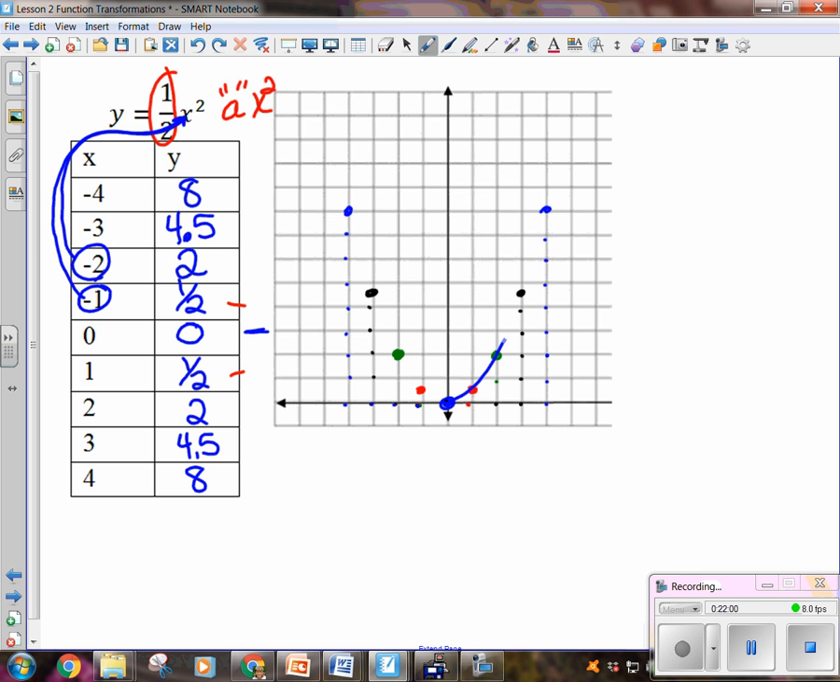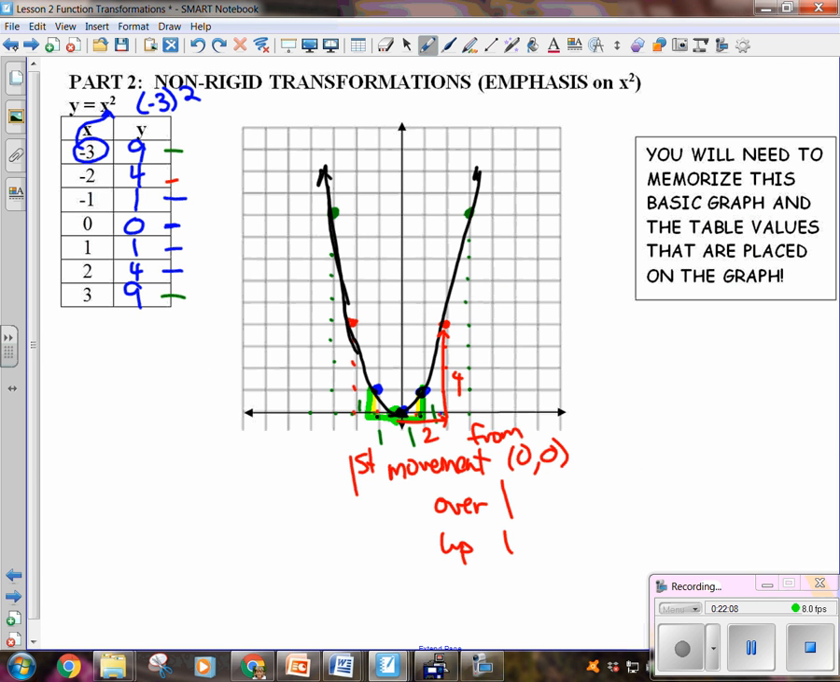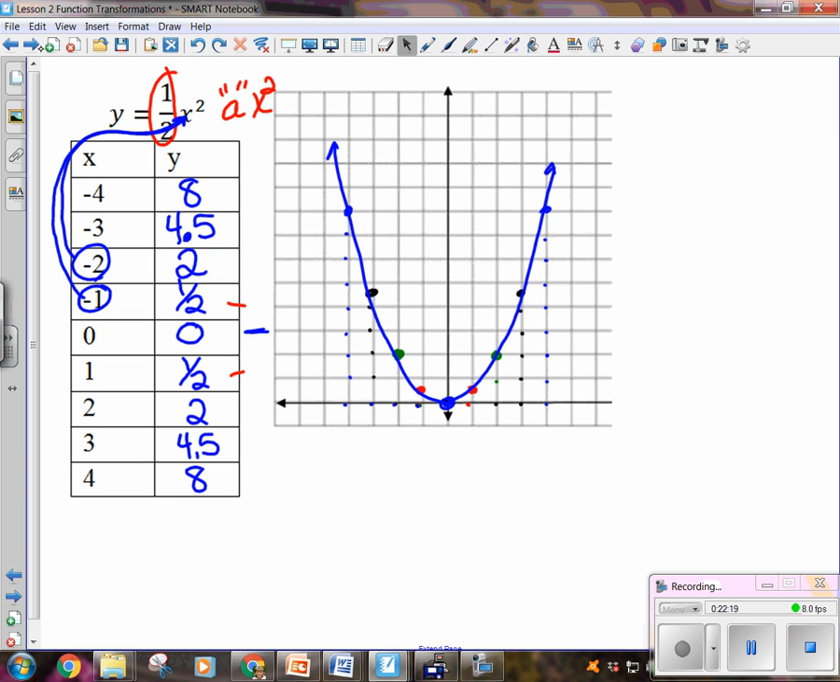This time the graph doesn't get skinnier. What happened to that one? Now I want to compare it not to the second one. I want to compare it to that one. Again, the first movement goes over 1 and up 1. Over 1 and up 1. That's really the only one you have to remember. This one goes what? Over 1.